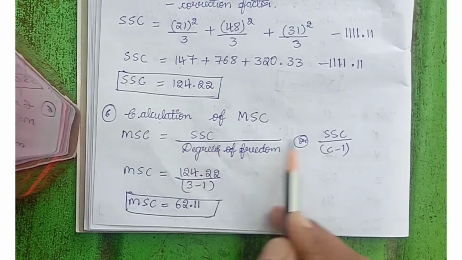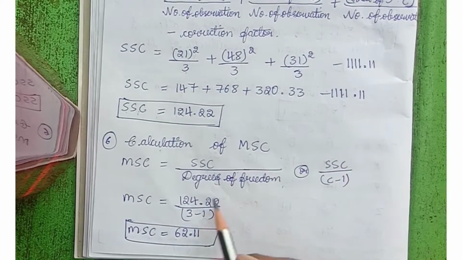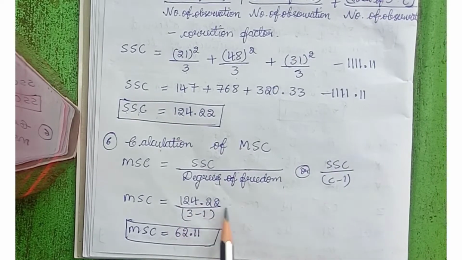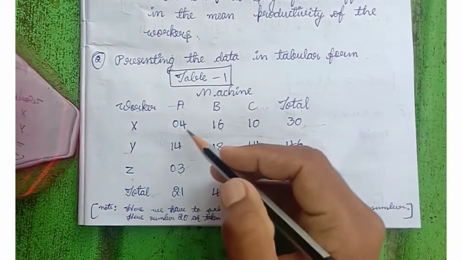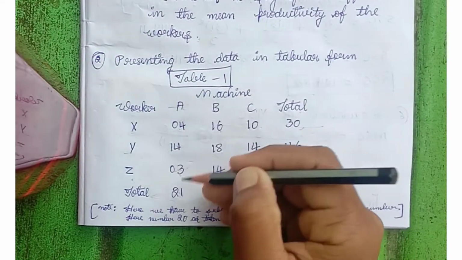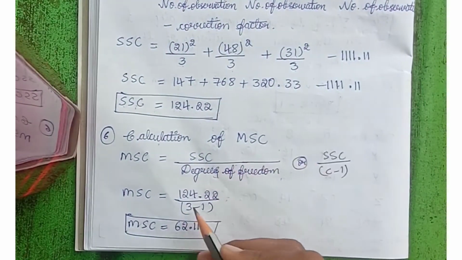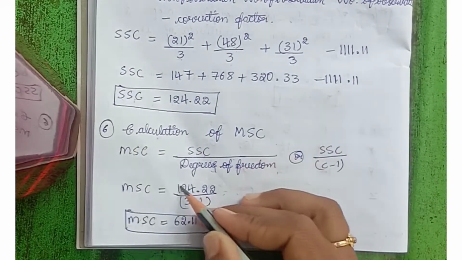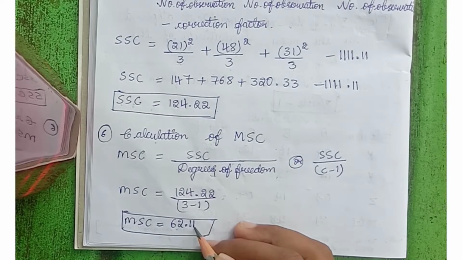That is SSC divided by the degrees of freedom. The SSC value we have calculated, 124.22, divided by 3 minus 1. How is it 3 minus 1? We have 3 columns, that is 1, 2, 3. So 3 minus 1 is 2. So 124.22 divided by 2 means we get 62.11.